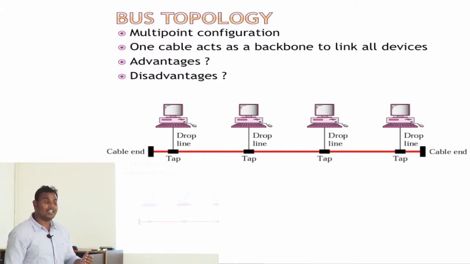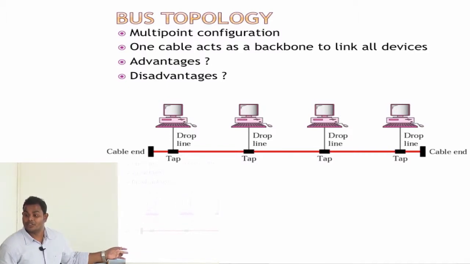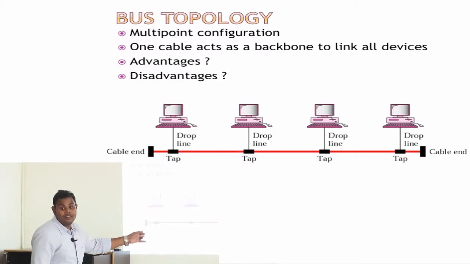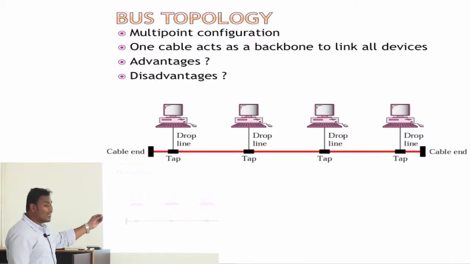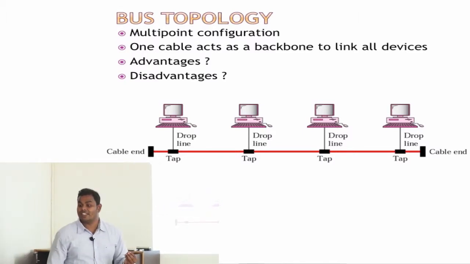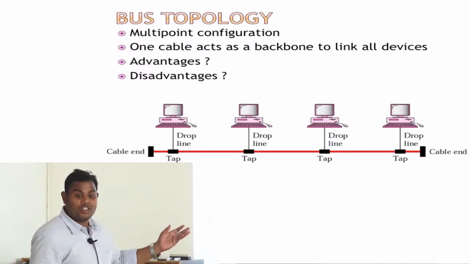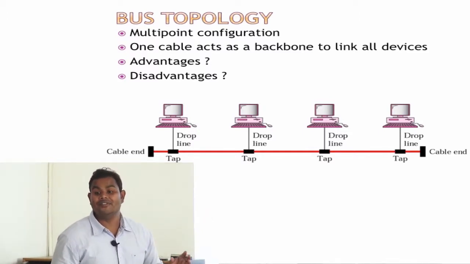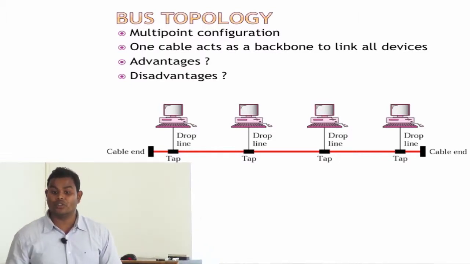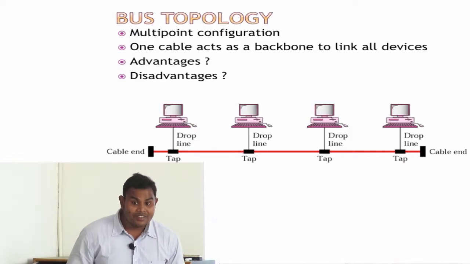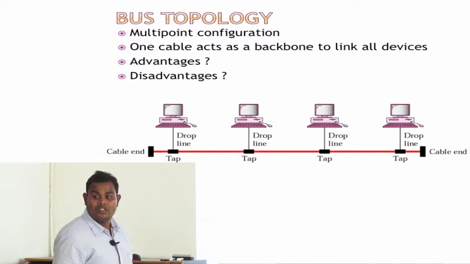Clear? So whatever data exchange will occur should be through the backbone cable. Generally this backbone cable is a coaxial cable. I will tell what a coaxial cable is. So this is all about bus topology. Bus topology has the same demerit as the star topology. What? Here also, if the main cable is disconnected, then the communication between the networks is going to fail.